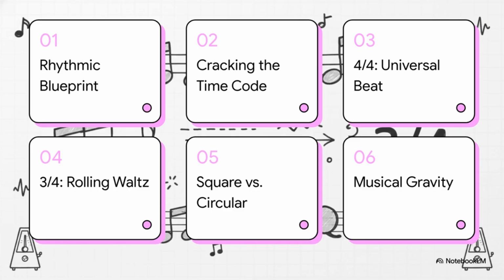1. The hidden rhythmic blueprint. 2. Cracking the time code. 3. 4/4, the universal beat. 4. 3/4, the rolling waltz. 5. Square versus circular rhythms. And 6. Feeling the musical gravity.